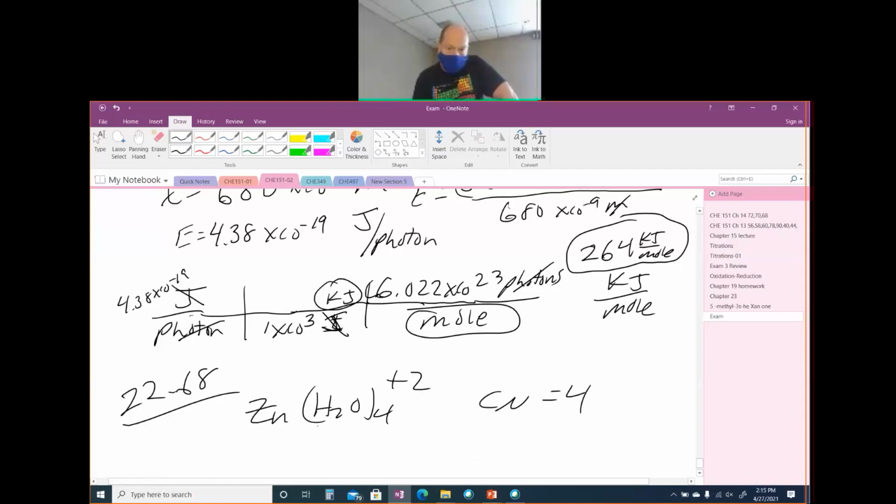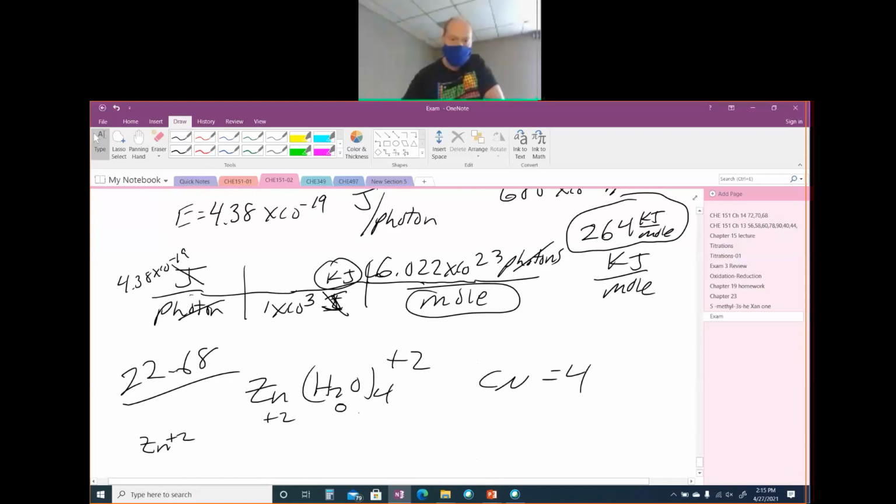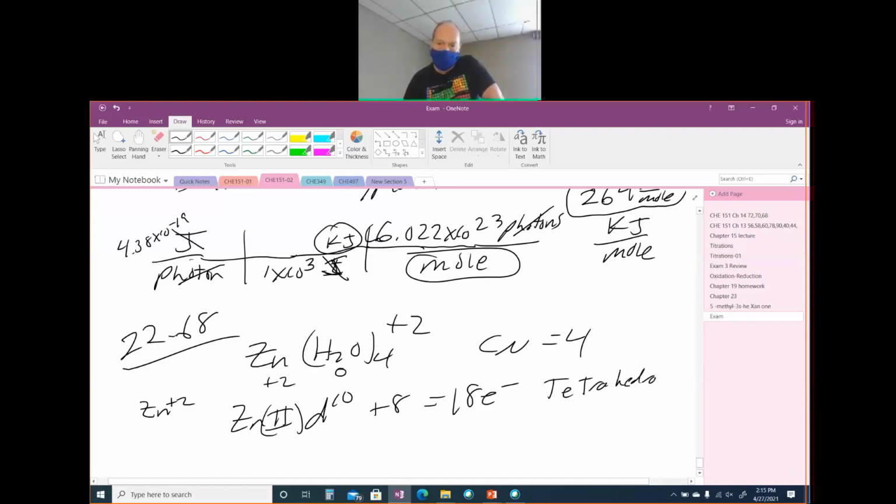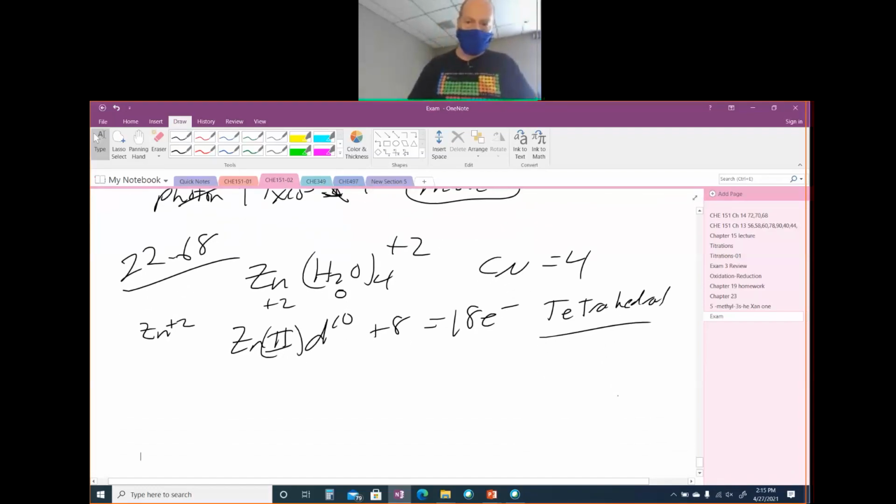All right, and so your Zn, this is 0, so Zn has to be plus 2. So Zn, which is plus 2, you look at Zn, the number on top of Zn is 12, and so Zn2+ is d10. All right, and so plus the 8 ligand electrons, this is an 18 electron complex, and it would be predicted to be tetrahedral. Well, actually, if it is d9 or d10, it is always tetrahedral. I've never seen a d9 or d10 be square planar.